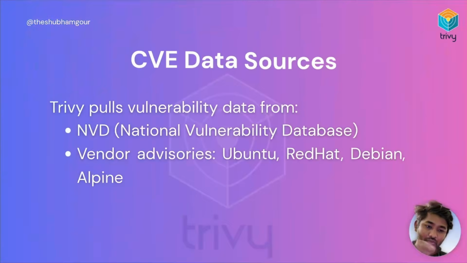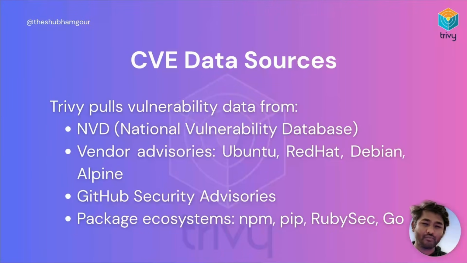Okay, moving forward with the next thing. Now we talked about Trivy vulnerability database, and now we are going to talk about CVE data source. Where does Trivy get all the information from? Are they updating it manually or are they fetching it from multiple sources? So the answer is Trivy extracts the data from multiple sources. The first main important source is NVD, that is National Vulnerability Database, where all the bugs are being reported.